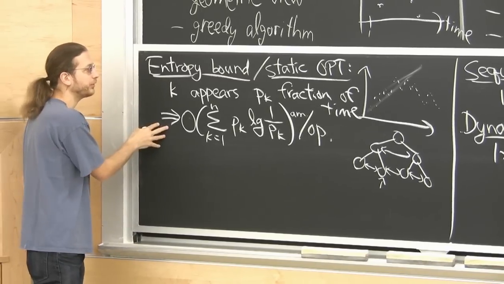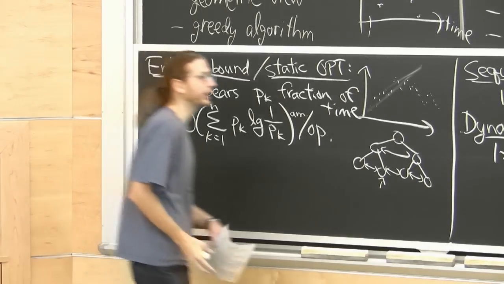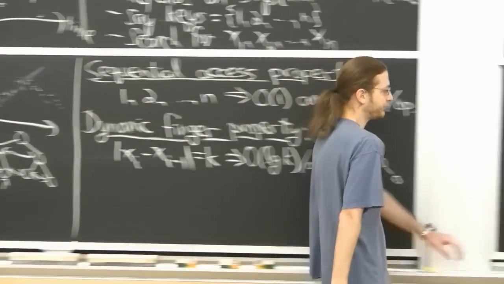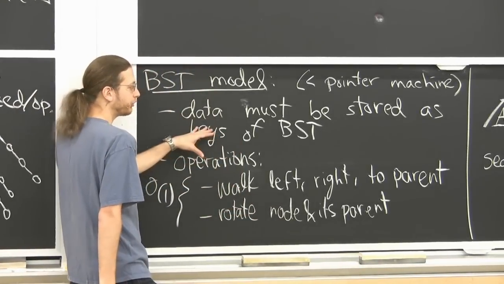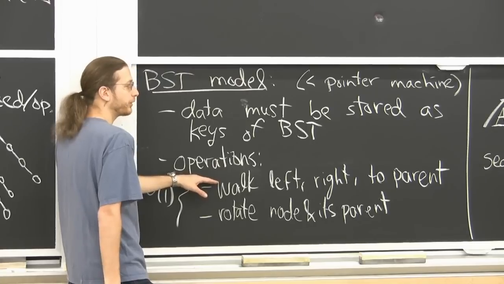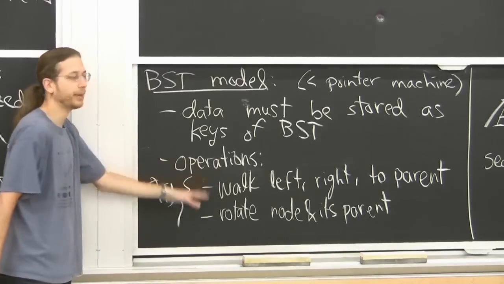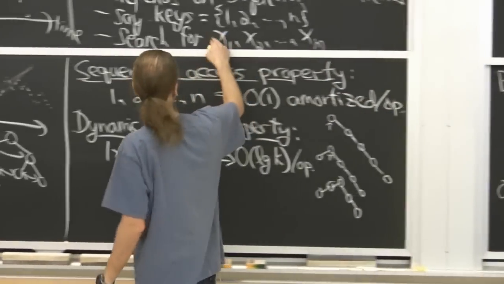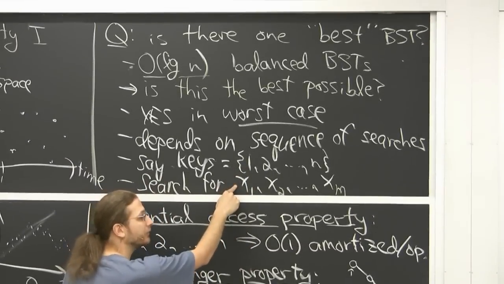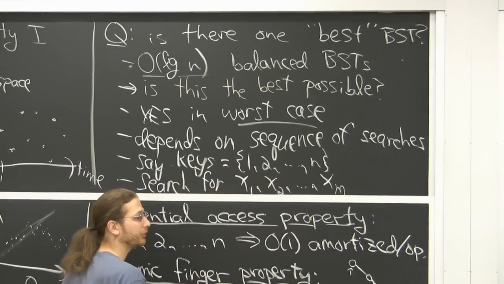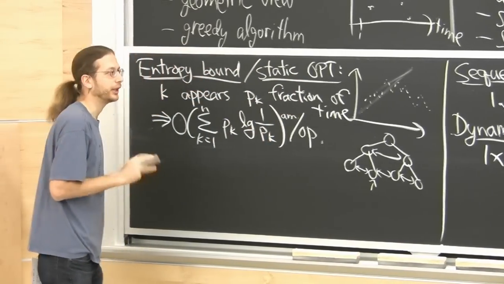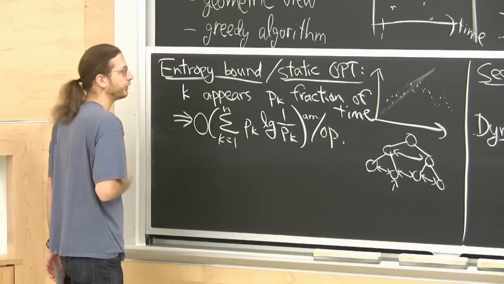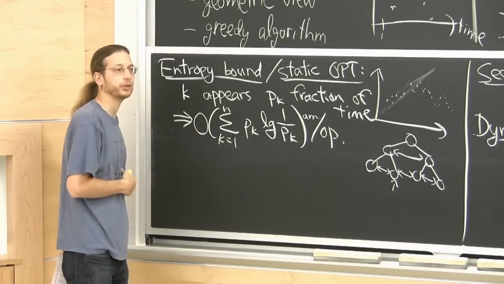So this can be achieved, and in fact, if you disallow rotations, so I change the model to forbid rotations, all I get to do is set up some binary search tree, and then I have to walk left, walk right, walk parent in that binary search tree. So if I get to see the xi's, then I get to build one binary search tree. This is what's called the static optimal, when you're not allowed to change the tree as you're doing searches. Entropy is the best bound you can get.